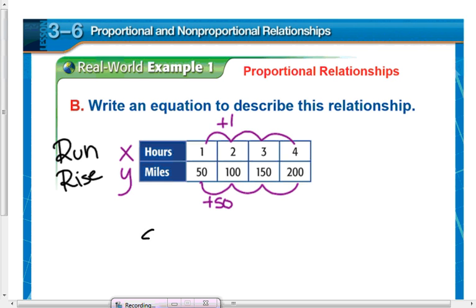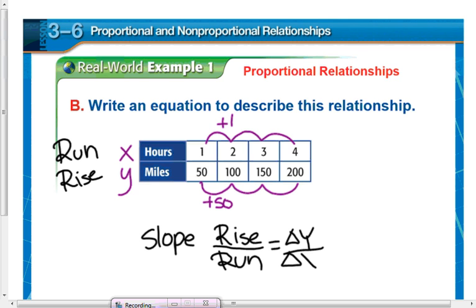So we know that slope is rise over run, right? And I'm going to go ahead and put my change in y over my change in x. Change in y is 50, and my change in x is 1. Ladies and gentlemen, we have a slope of 50, okay?